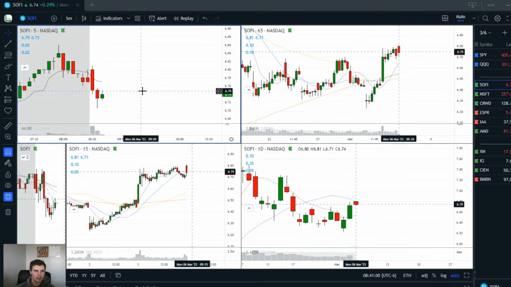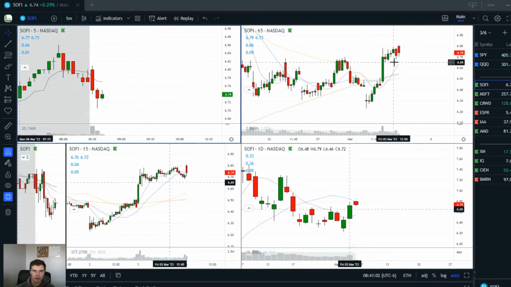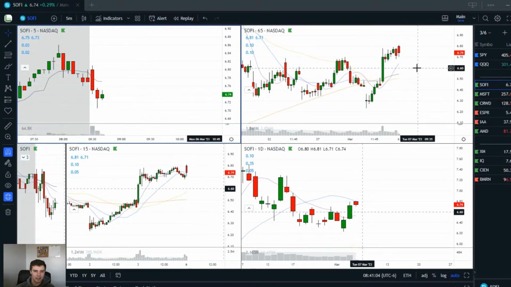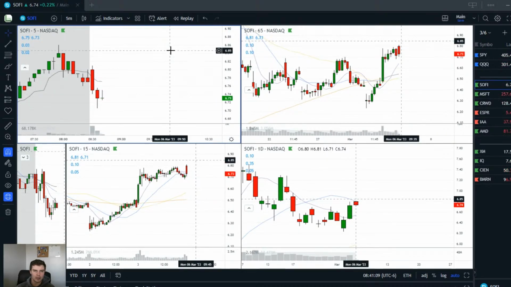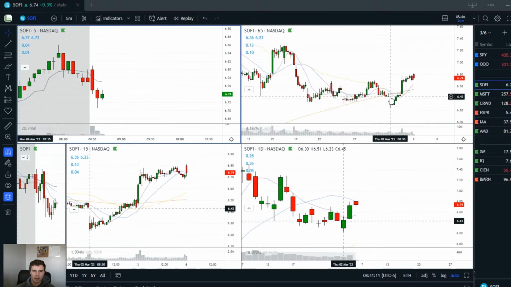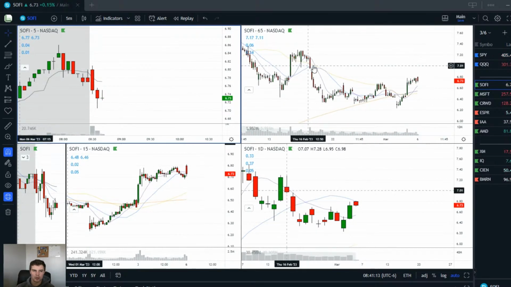Be like a 6.75 bid. I'll give it like 6.60. Honestly, give it some room. Give it about 15 cents. So you're gonna need just over 7 for that. This thing should have $7 in it.